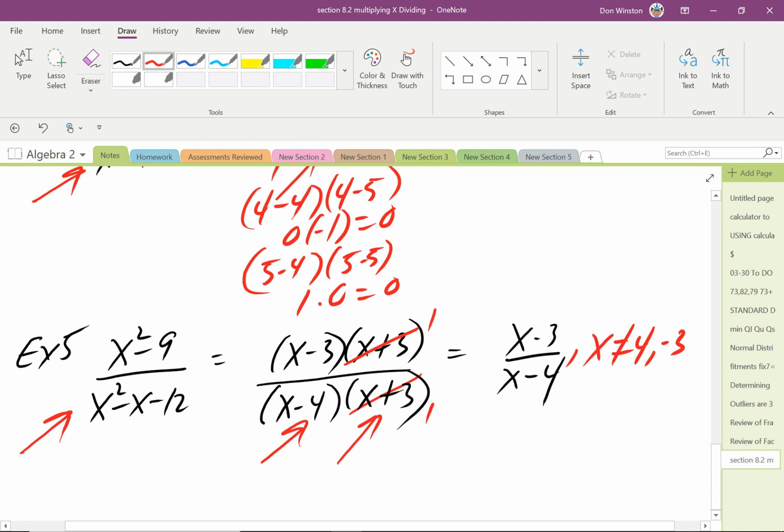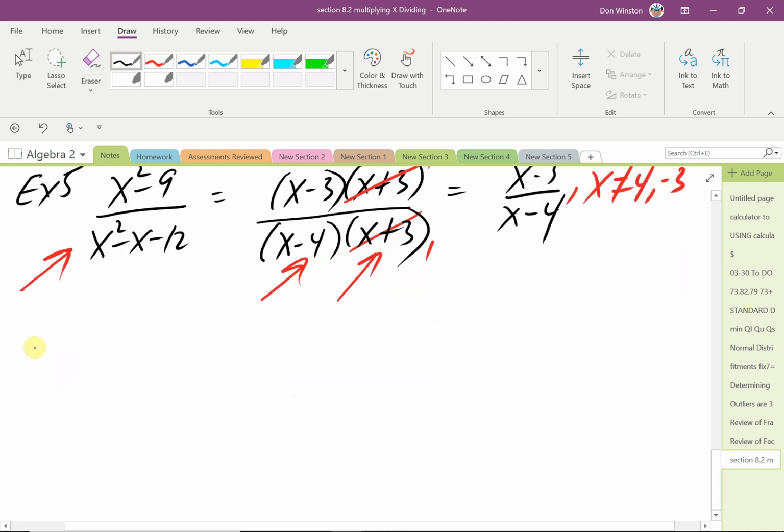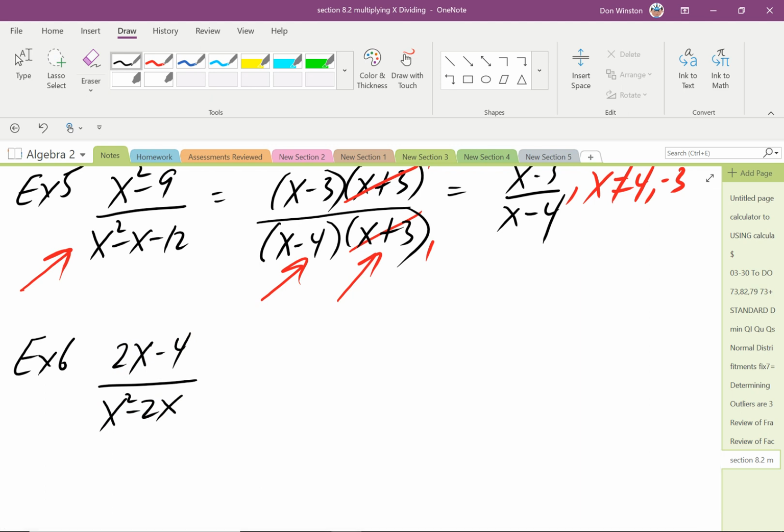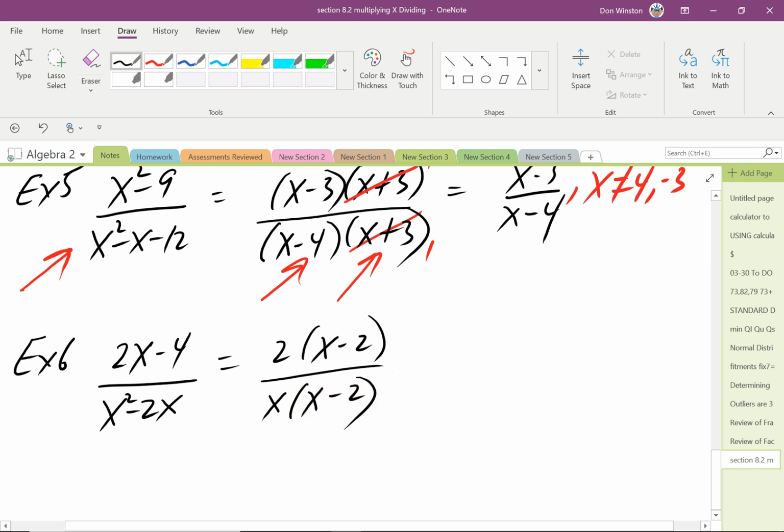Okay? And then finally, the last example I have here, example number 6. So I have 2x minus 4 over x squared minus 2x. Okay, factoring is the name of the game. I have to find those common factors to be able to reduce what's common. So from the numerator, I can factor out a 2. So this would be 2 times x minus 2. Over, and then from the denominator, I could factor out an x. So this would be x times x minus 2.